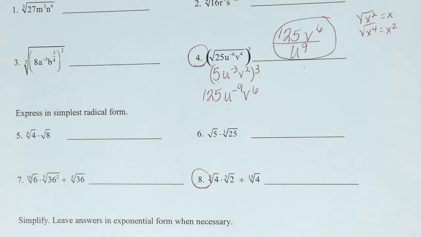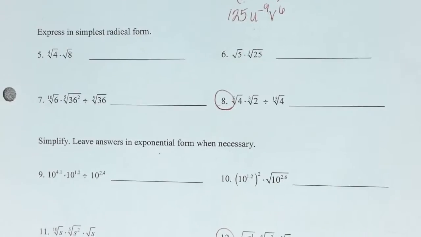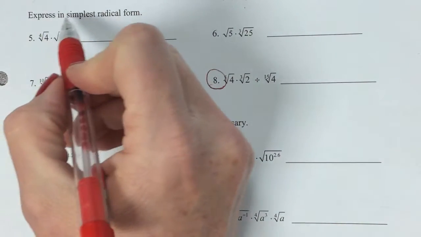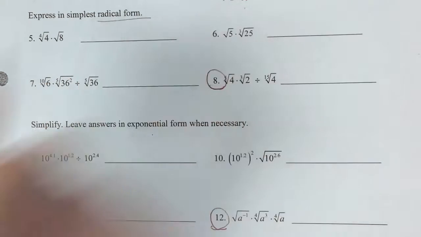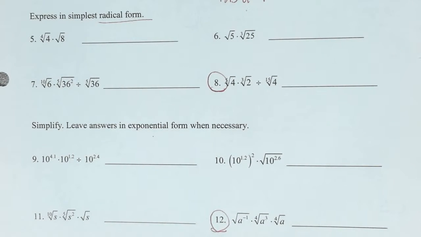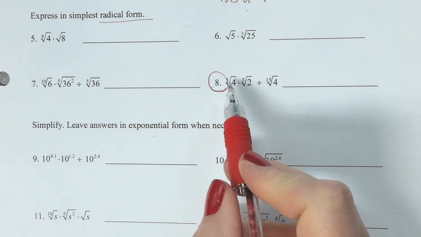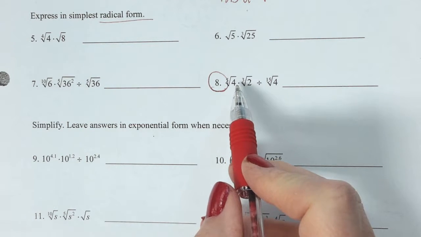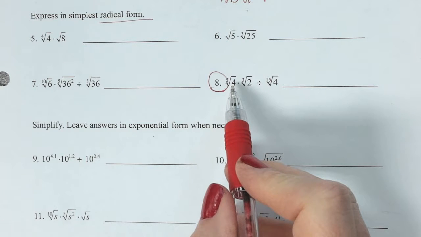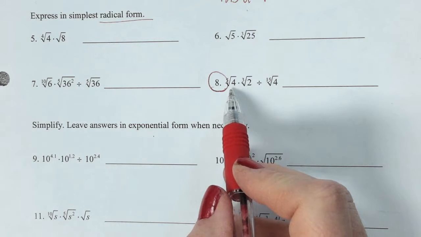All right, let's go down now to number 8. Looking at the directions, they say express in simplest radical form. At the end, we want to have this answer in radical form. But it's easiest if we start by putting it in exponential form. Exponential form means that I'm going to rewrite things with exponents.